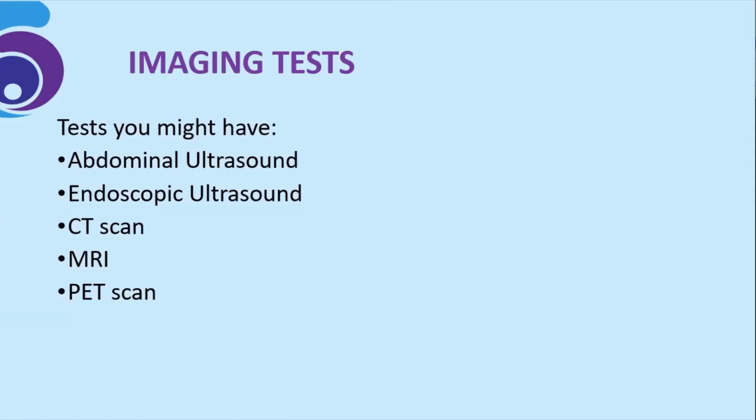So today we'll talk about some imaging tests. When we talk about tests, we'll have imaging tests where pictures are taken, and we'll also have blood tests where your blood's taken. Imaging tests include abdominal ultrasounds, endoscopic ultrasounds, CT scans, MRIs, or PET scans. You may have had all of these, you may have had a couple of these, or any combination of them.